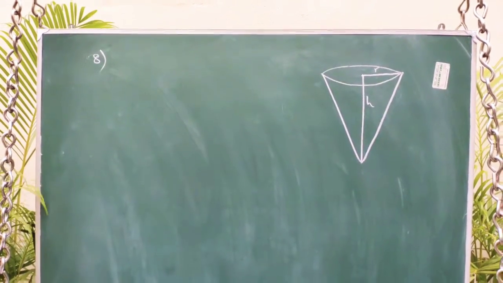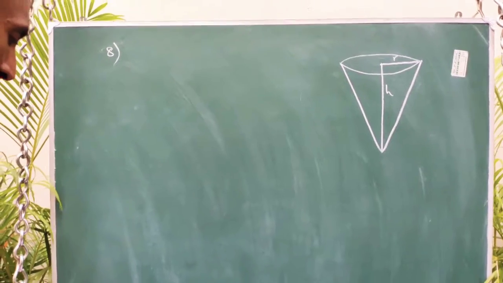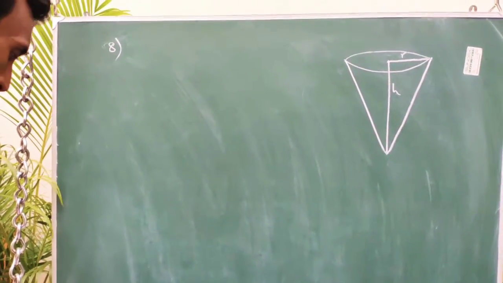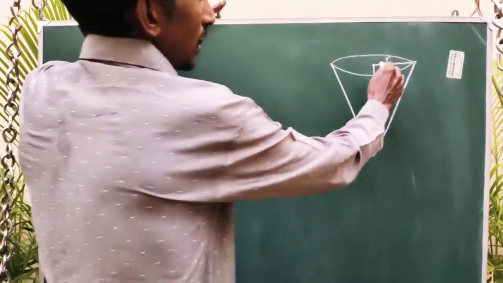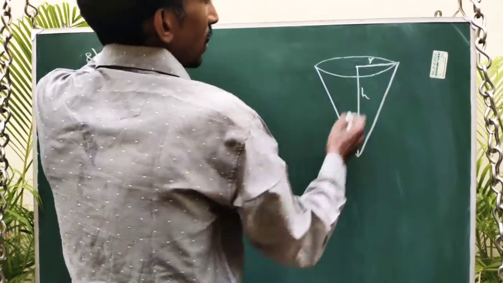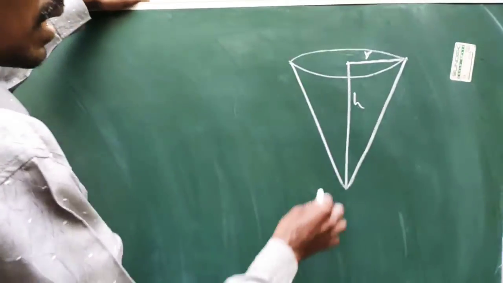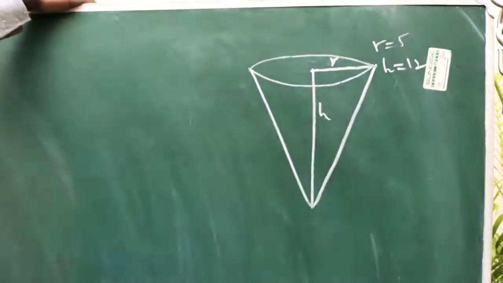Question number 8 in exercise 7.1. A conical water tank with vertex down, of 12-meter height, has a radius of 5 meters at the top. Look at the inverted conical shape. This is the radius and this is the height. Given that r equals 5 and h equals 12 initially.